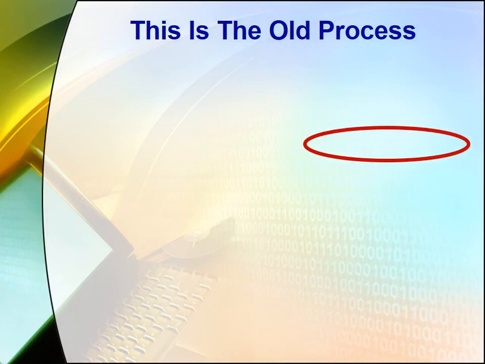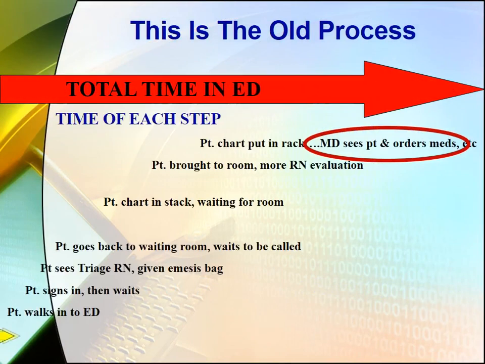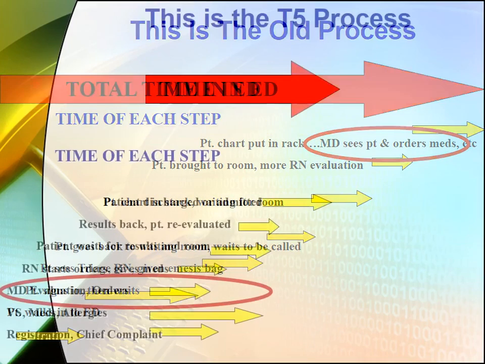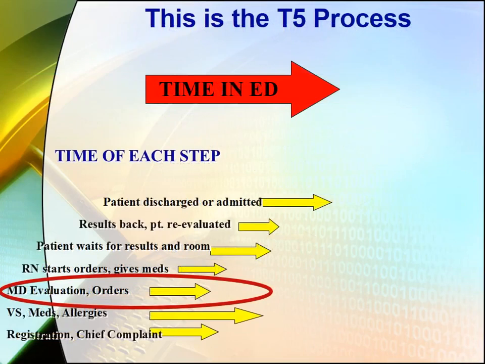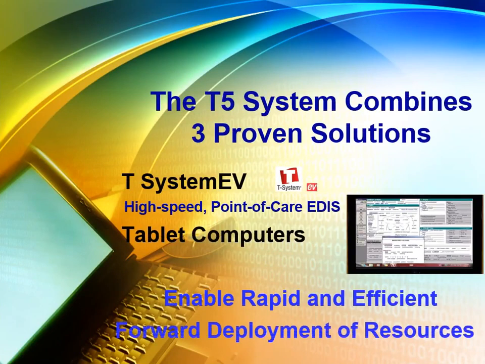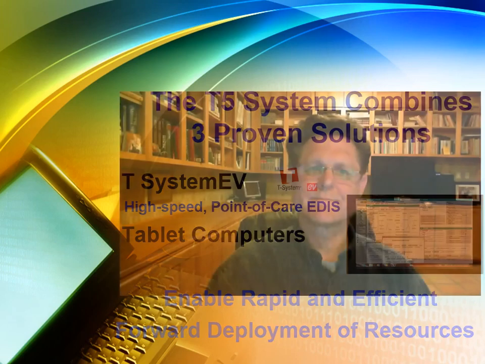The old school emergency department process did everything in serial mode, where the second step can't start until after the first step is completed. The new T5 process works in parallel mode, where multiple steps are started at the same time. T SystemEV charting and tablet computers enable the rapid and efficient forward deployment of resources. That is, they enable all the members of the team to triage and treat the patient quickly and efficiently.